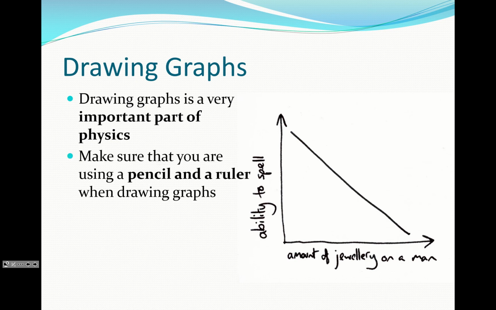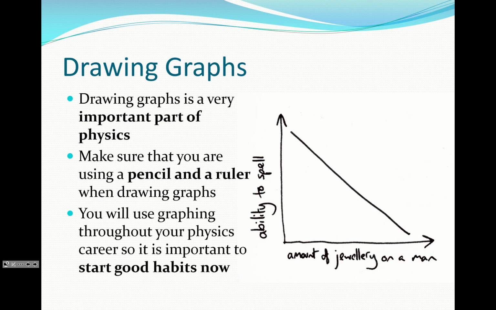When drawing a graph, make sure that you're using a pencil and a ruler, just in case you make mistakes. I don't like to see pen or whiteout marks, and it's just messy. You should make mistakes on graphs. You should change things. So use a pencil and a ruler. You'll be using graphing throughout your physics career, so it's important to start good habits now, and that's what we're going to focus on with this lesson.